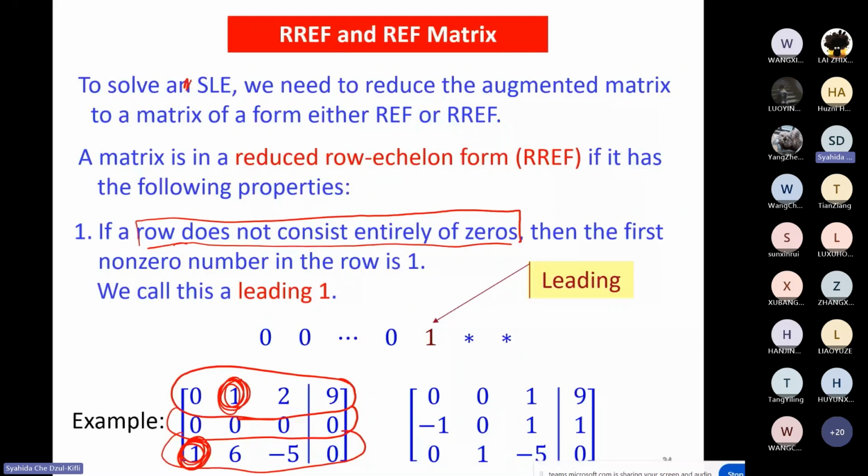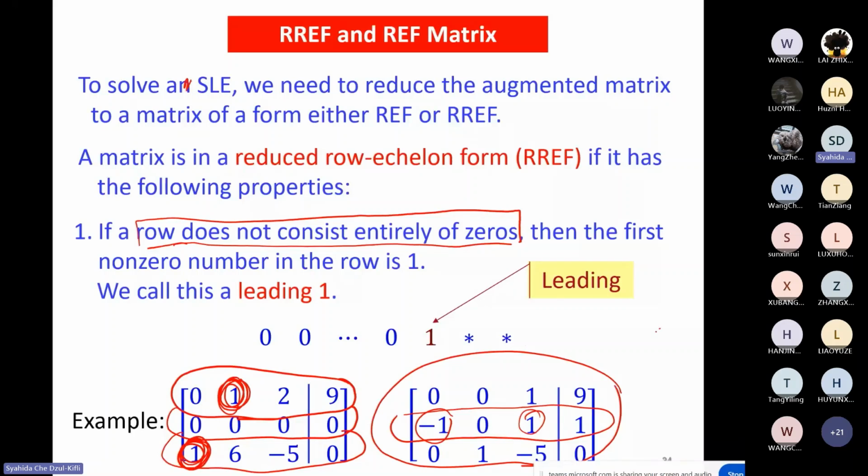Consider this matrix. Look at the second row. The first non-zero number is -1, which is not 1. So a leading one does not exist. This is not a leading one, because the leading one is the first non-zero number in that row. So this matrix doesn't satisfy property 1.